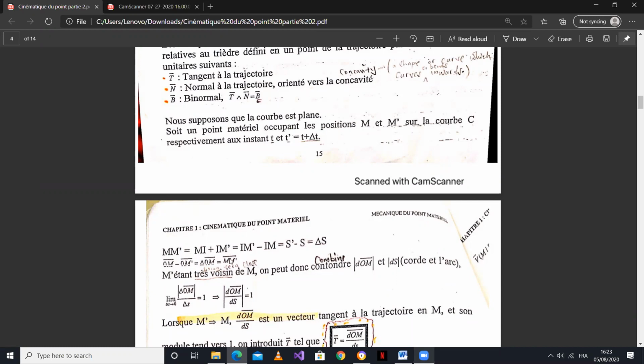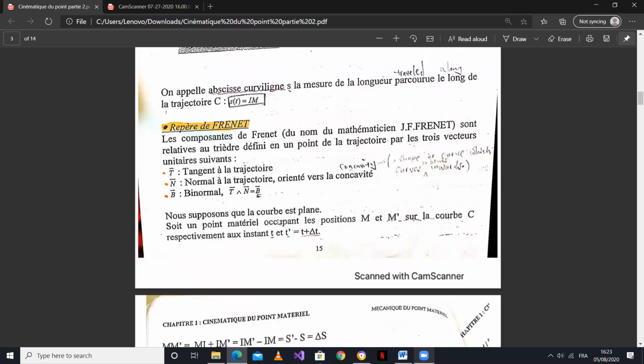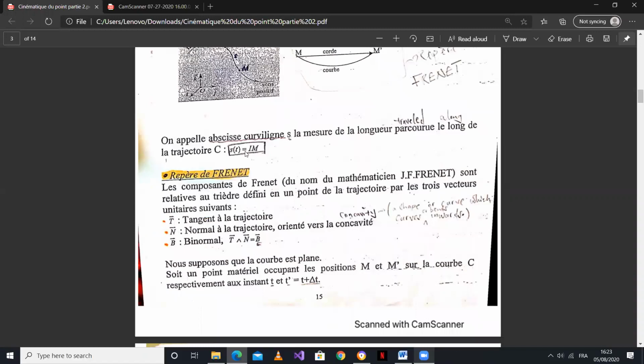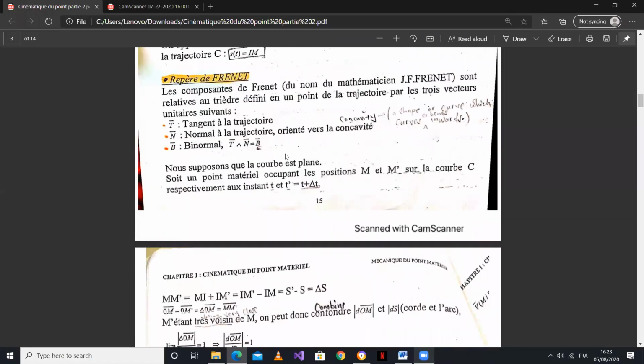So we'll have this being equal to IM prime minus IM. We were told that the distance between I and M is equal to s. That implies that the distance between I and M prime is going to be equal to s prime, okay? Instead of using I and M every time, which sounds a bit complex, we just use the abscisse curviligne, which is equal to s. And s is simply the distance moved from one point to another on the curve. So IM prime is just the distance from I to M prime, which we will call s prime.